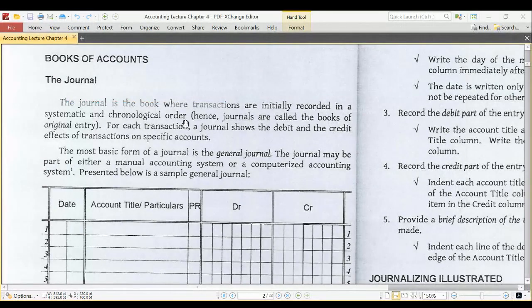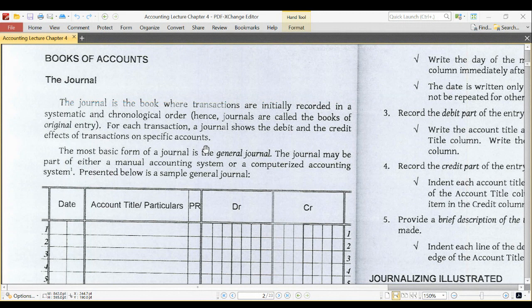Bakit chronological order? Because we prepare the journal entries based on the date. So sunod-sunod yun. Hindi pwede na yung end of the month na transaction, mauuna kaysa dun sa beginning of the month. Chronological siya. Per date siya. Per occurrence of transaction. And then systematic siya.